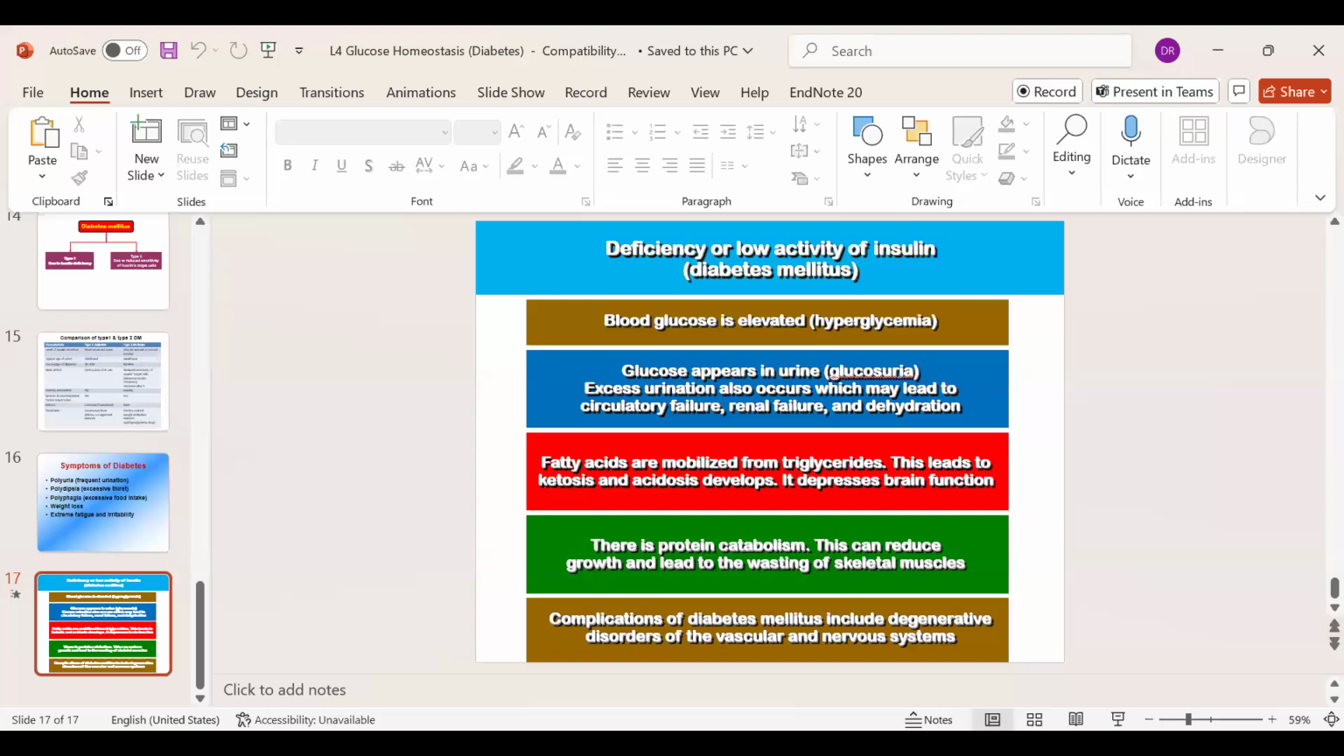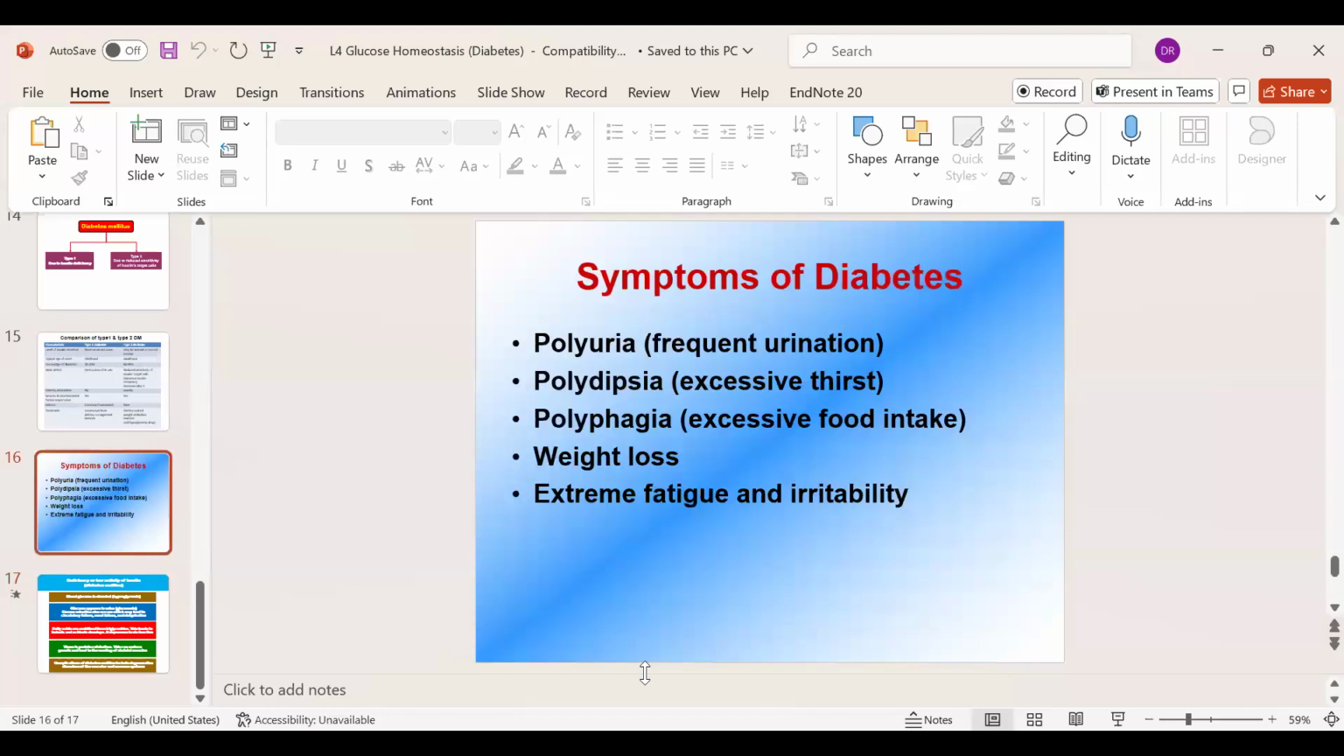So any questions? Thank you. Okay, so I want to ask, one of the symptoms is excessive food intake. So why do diabetics have excessive food intake?